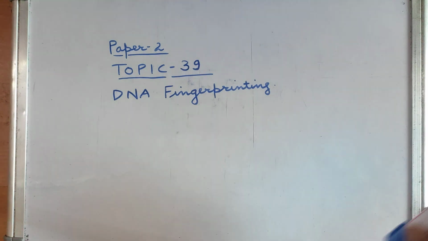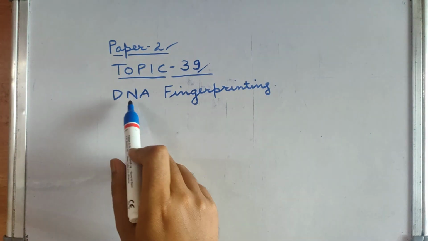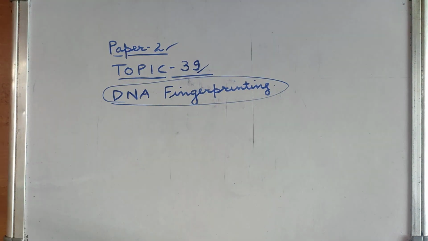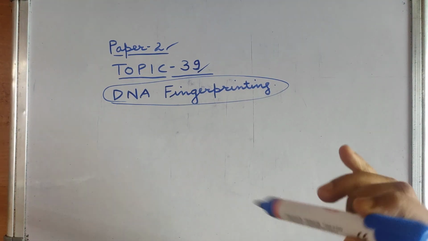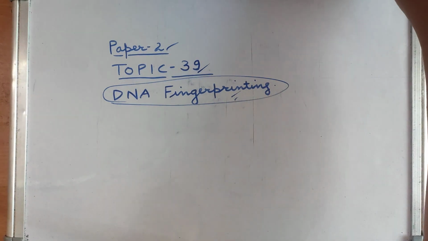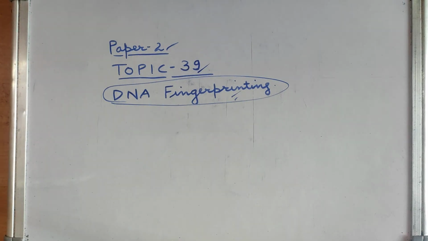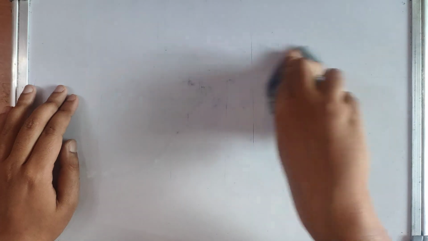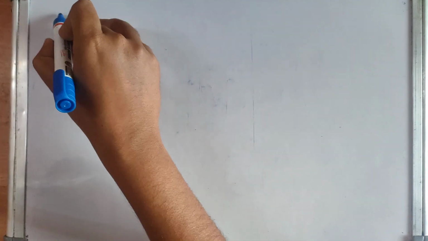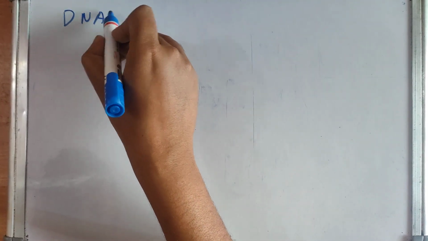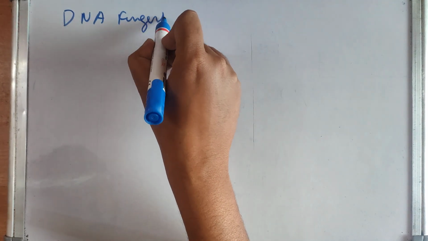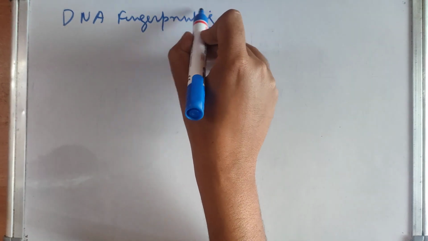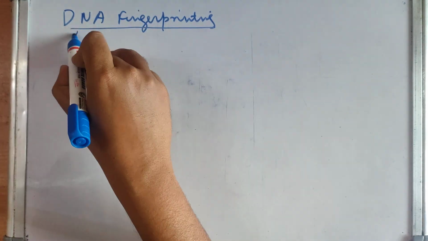So today we are going to do topic 39 of paper 2. Here we will be discussing DNA fingerprinting, and we will also discuss its usage and its role in seed production or seed variety protection. So what is DNA fingerprinting?